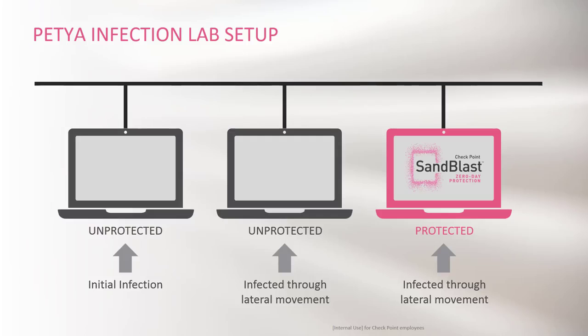This is our Petya infection lab setup. We have 3 PCs on the same network. 2 of them are unprotected and the third is protected with Check Point anti-ransomware technology. I'm going to begin the infection with one of the unprotected PCs and then allow it to move laterally to the other 2 PCs on the network. Let's begin with the initial infection.